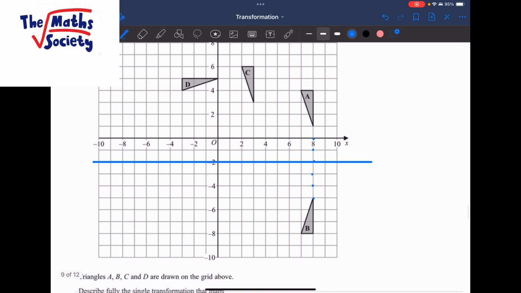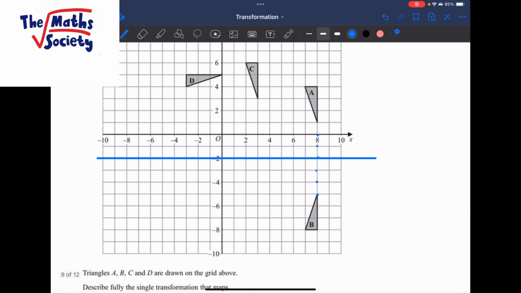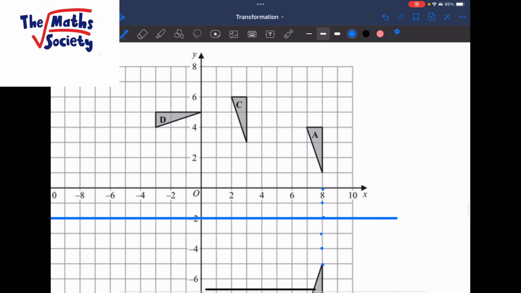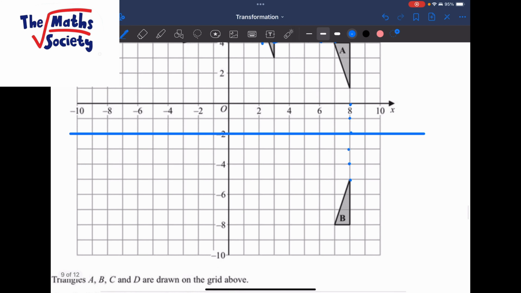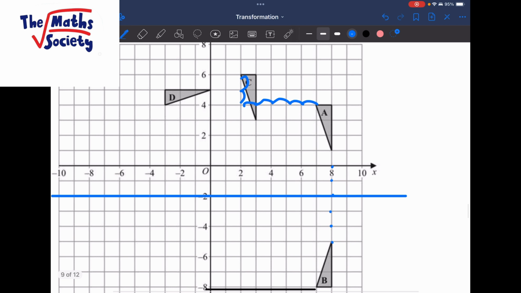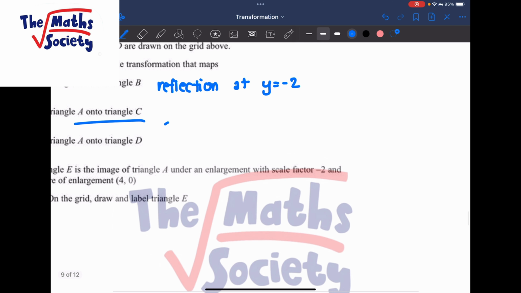And A onto C, A to C, we can see that it's the same position, so it might be translation. So what we can do is count 1, 2, 3, 4, 5, 1, 2. So that's 5, 2. And it's going left, so it's going to be minus 5, and going up, so that's plus 2. So translation, minus 5, 2.